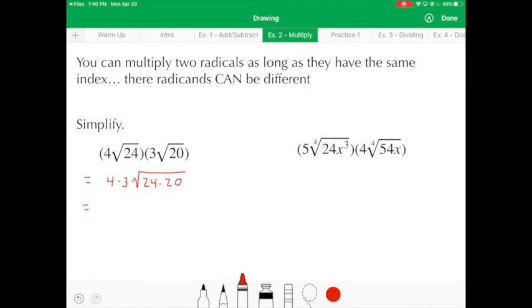Now, I'll multiply the 4 and the 3 here. I'll make that a 12. But then the 24 and the 20, I'm not going to multiply those. I'm just going to look at their factorizations. Okay, so 24 is 4 and 6. 4 is 2 and 2. 6 is 2 and 3. And then 20 is 4 and 5. 4 is 2 and 2.